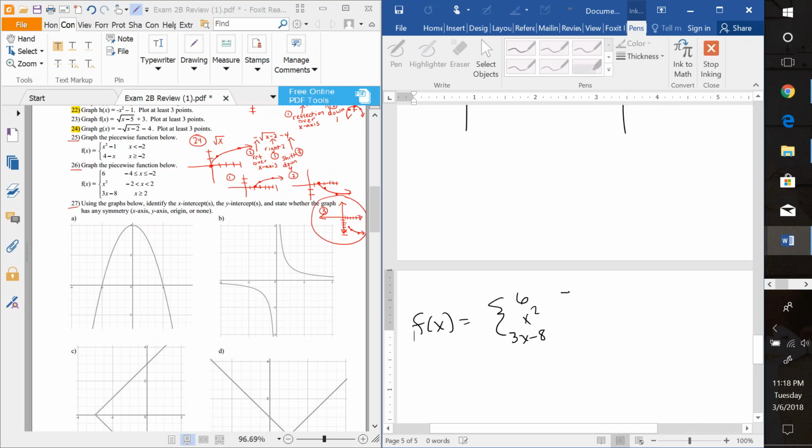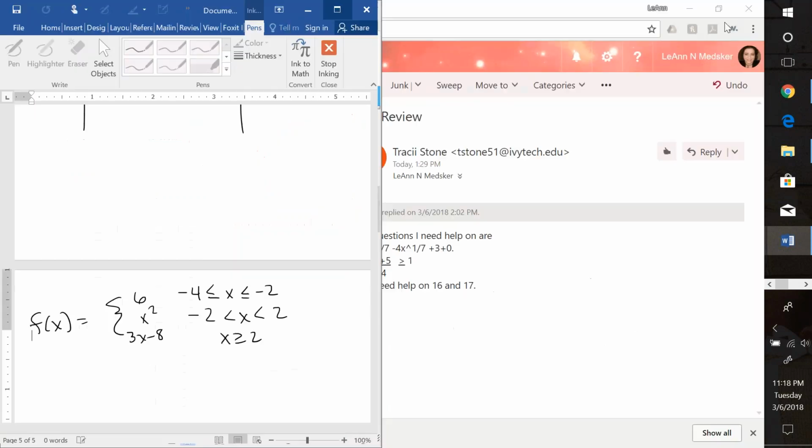You'll notice my computer's starting to freak out because there's so much ink on the screen, it doesn't know if it can actually hold it together. It's like -2 to 2 and greater than or equal to 2. Okay, that's everything we needed.